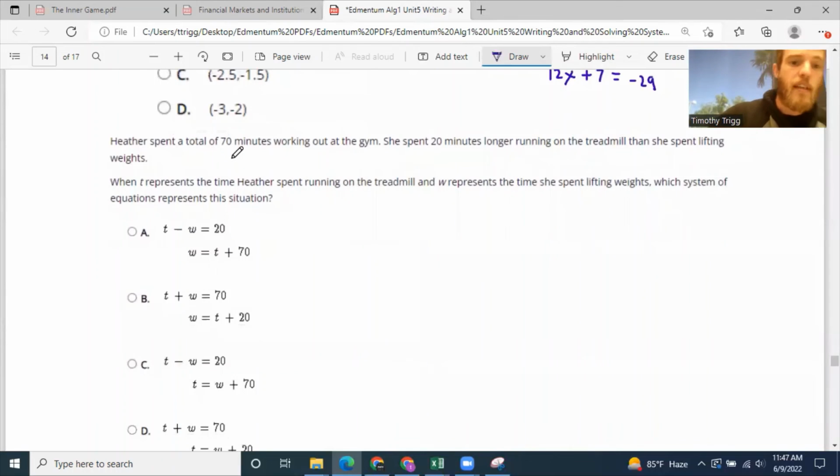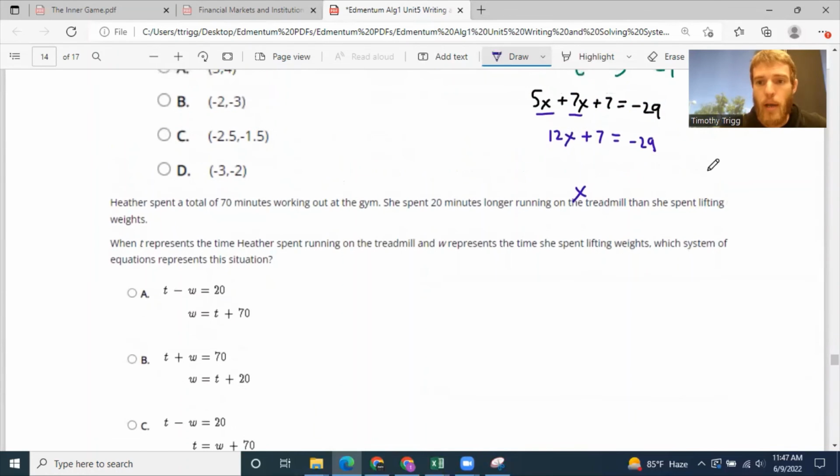Heather spent a total of 70 minutes working out at the gym. She spent 20 minutes longer running on the treadmill than she spent lifting weights. Okay, so we're going to call running on the treadmill x, and we're going to call lifting weights y. Oh, actually, it says t represents the time running on the treadmill. So I guess treadmill is t, and w for lifting weights.